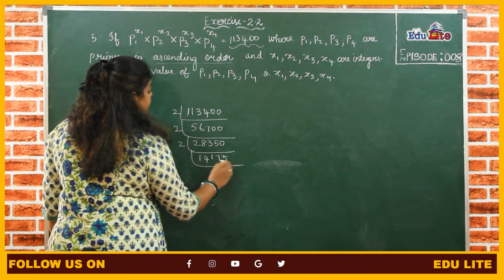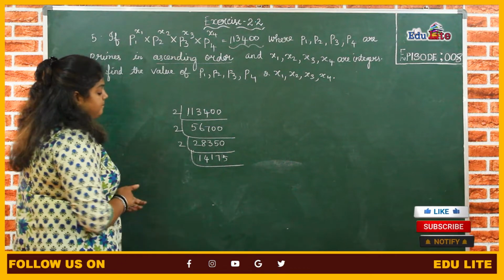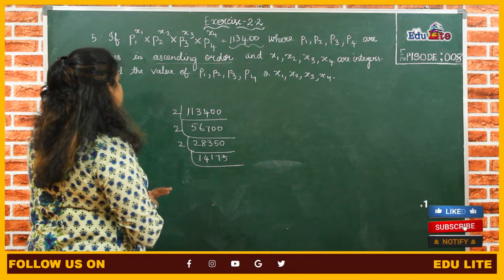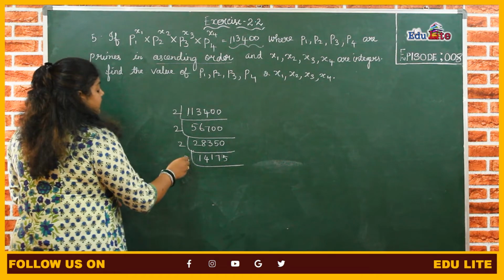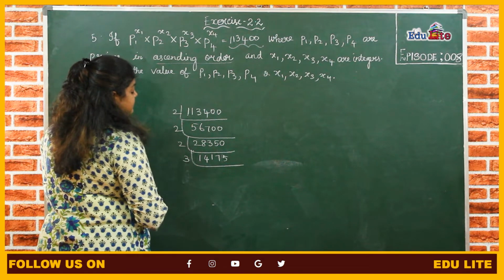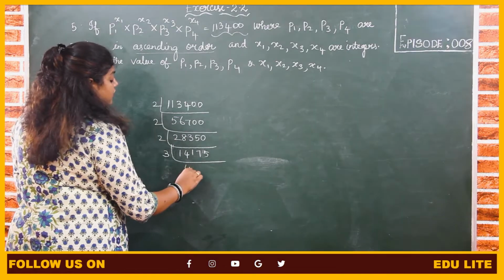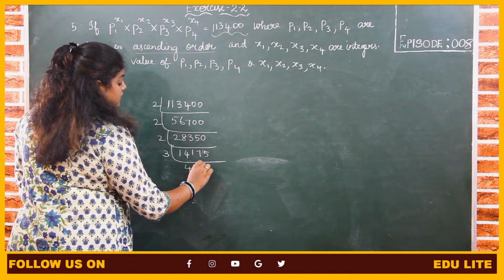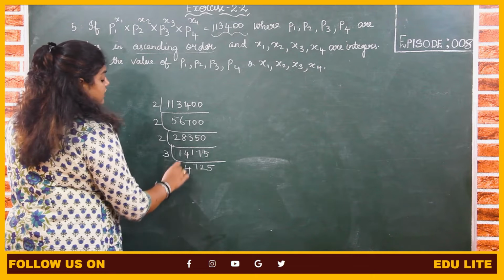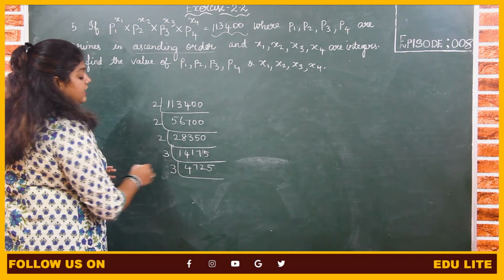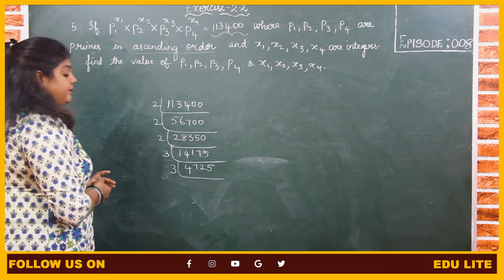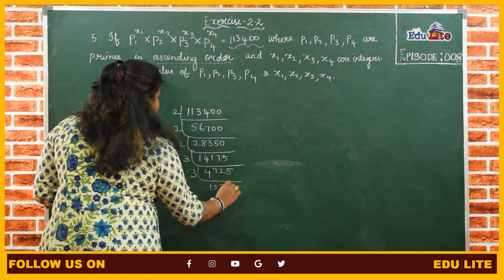14175 can be divided again, but now it cannot be divided by 2. We have to choose the next prime number. We can choose 3. If 14175 is divided by 3, we will get 4725. So next also we can choose the same prime number 3. Dividing 4725 by 3 we get 1575.